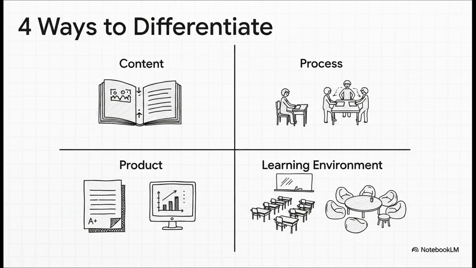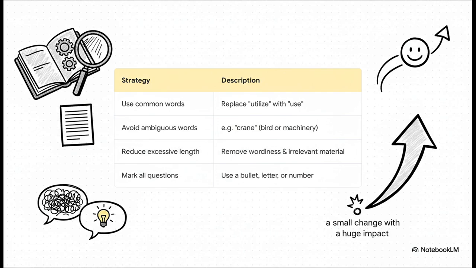And you've basically got 4 main levers you can pull. You can change the content, the what they're learning. You can change the process, the how they're learning it. You can change the product, the way they show you what they've learned, or you can even tweak the learning environment itself. Just adjusting one of these can make a world of difference. Here's a perfect, dead simple example of differentiating the content, just using plain language. Swapping out a complicated word like utilize for a simple one like use doesn't dumb down the idea. Not at all. It just makes it more accessible to more people. It's a tiny change with a huge impact.